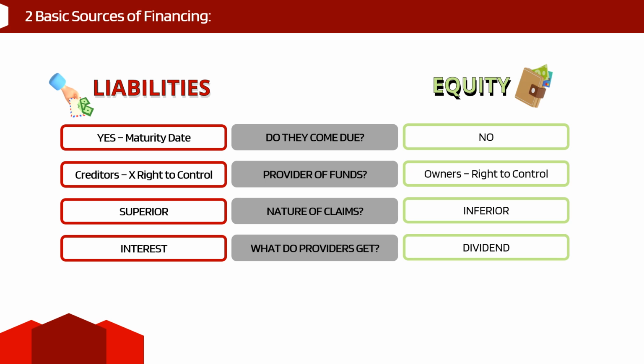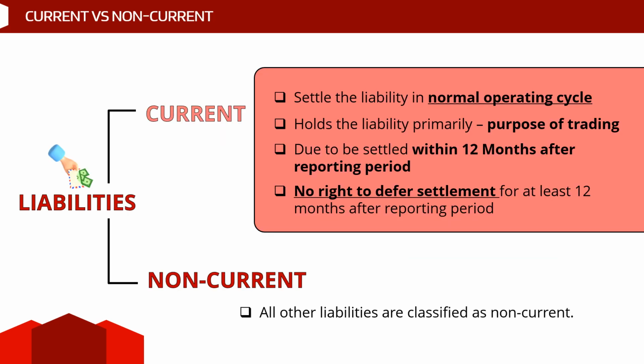And then finally, in terms of what they get, creditors will get interest and that's why pinapautang ka nila. And those that put up capital, what they expect would be compensation in the form of dividends. So those are the differences between liabilities and equity.